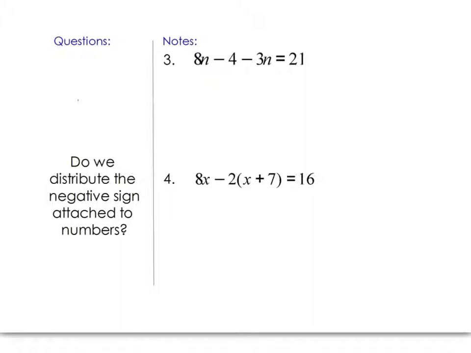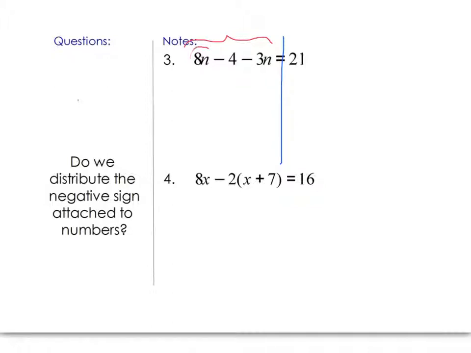I have 8n minus 4 minus 3n equals 21. Whoa, this one's big. If I draw my line going through my equal sign, do I have any like terms on the left side of my equal sign? Do I have any like terms in those pieces?